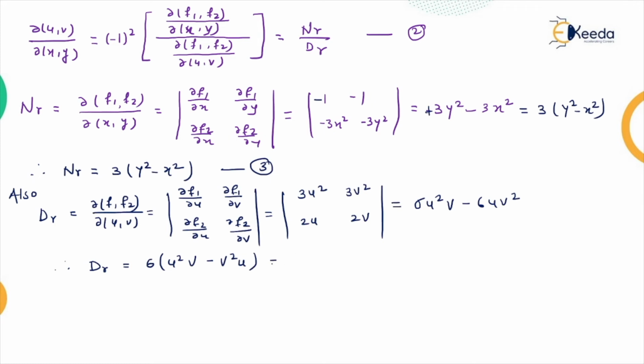And this is also equal to, again taking u and v common in this bracket, therefore 6uv(u minus v). So that is equation number 4.